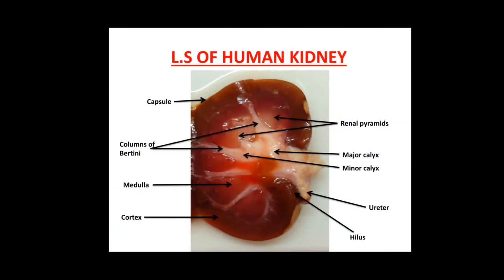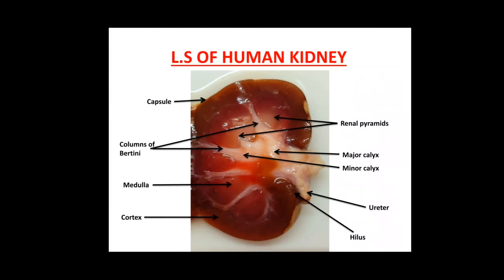Now this particular diagram, after exposing the inner parts of the kidney, that is by taking the LS of the human kidney, you will find the outermost layer as the capsule. Inner to the capsule is the cortex. Then the innermost region of the kidney is called the medulla. The renal pyramids have a broad base and a narrow apex. The space between the two pyramids is called the columns of Bertini.